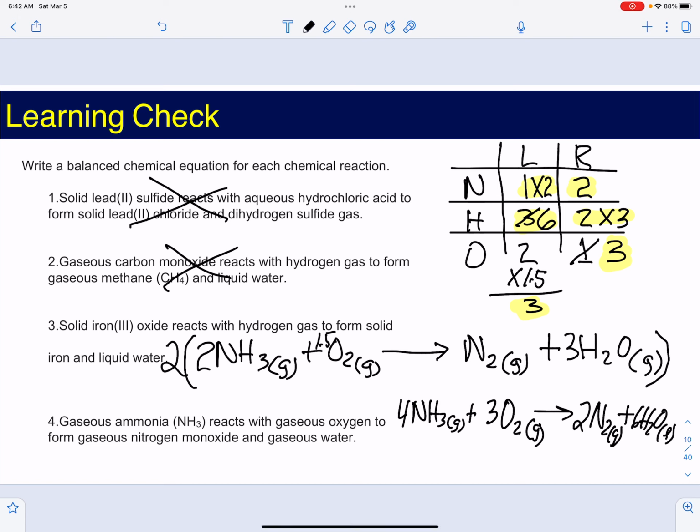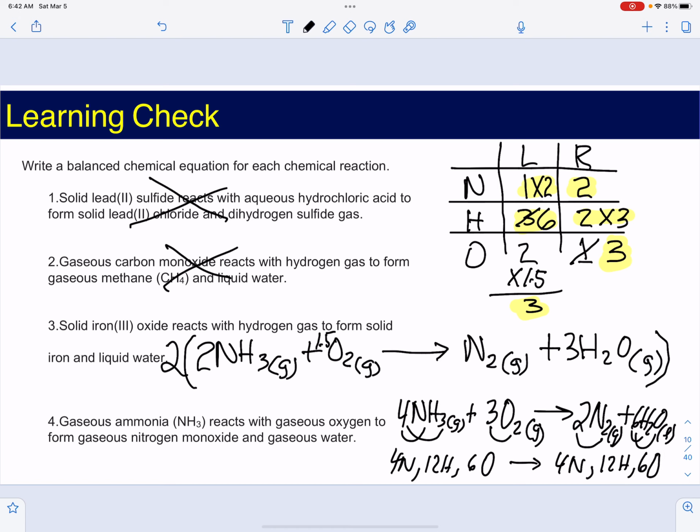So let's see what we have now. 4 nitrogens, 12 hydrogens, 6 oxygens, producing 4 nitrogens, 12 hydrogens, and 6 oxygens. So it's balanced, and there are no decimals in the equation.